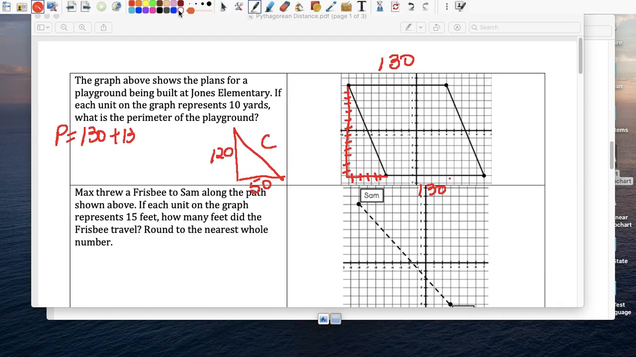Can I find C? I can. I'll do the Pythagorean theorem. So let's call this A, and let's call this B. So A squared plus B squared equals C squared. A is 120 to the second power plus 50 to the second power equals C squared. 120 to the second power is 14,400. 50 to the second power is 2,500.